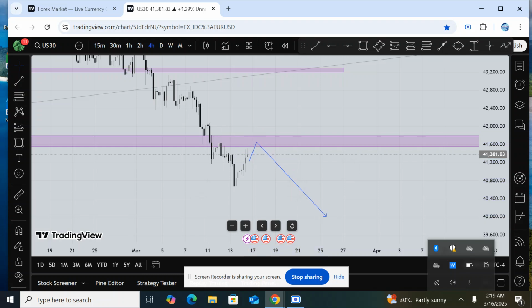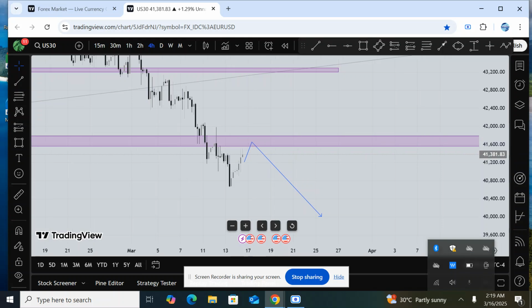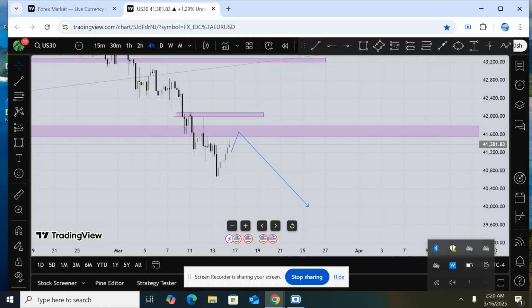I still need US 30 to come. I think I should just give one valid area. Oh, I think it's the network. Okay, this is what I want to do. I will just draw a zone right about here and see what will happen.